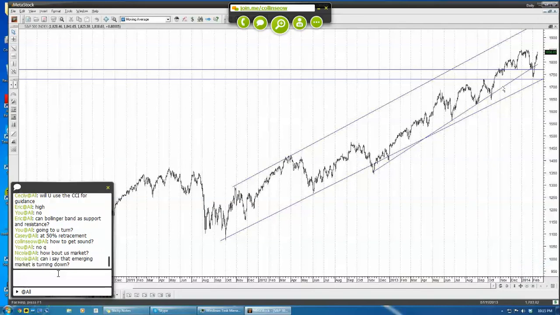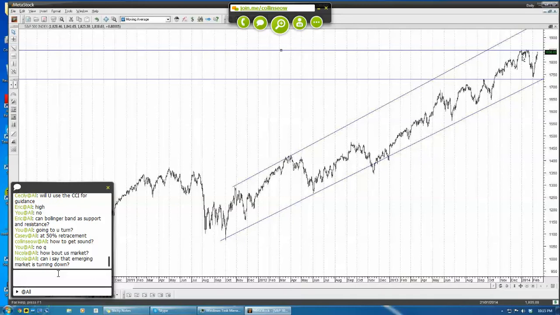Okay, this is the S&P chart. We are again facing a resistance. Okay, here's a resistance, major resistance. So this is a resistance over here. 1850. Okay, 1850 is the resistance.